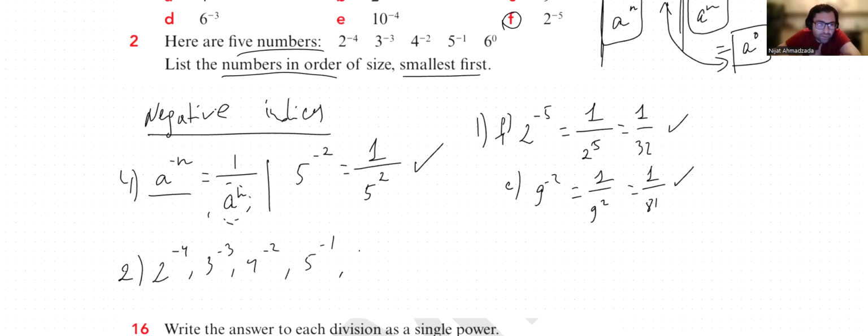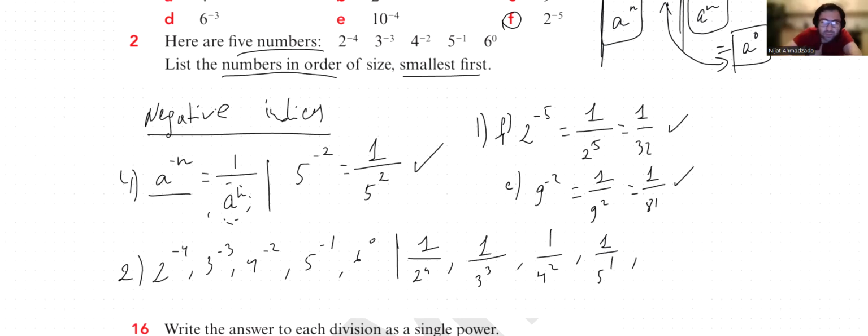Let's try to figure out what those numbers are. 2 to the power of negative 4 is 1 over 2 to the power of 4. The other one is 1 over 3 to the power of 3, 1 over 4 to the power of 2, 1 over 5 to the power of 1, and 6 to the power of 0. We know that anything to the power of 0 is equal to 1. Now let's try to figure out the results.